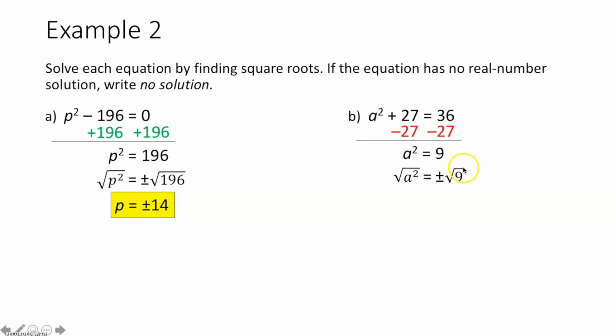9 is the same as 3 squared, so the square root and the square cancel each other out. I'm just left with plus or minus 3.